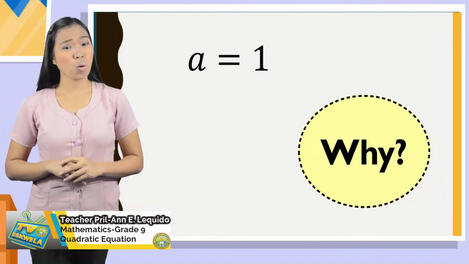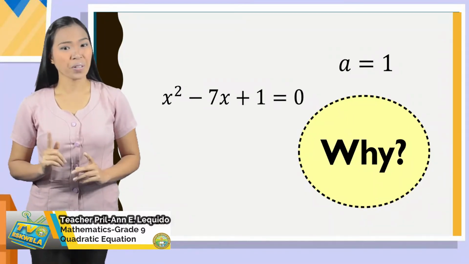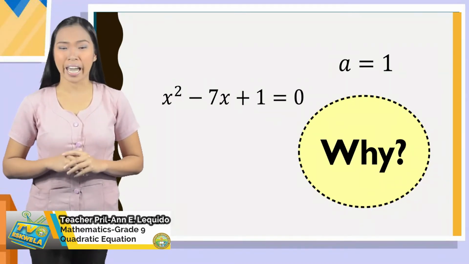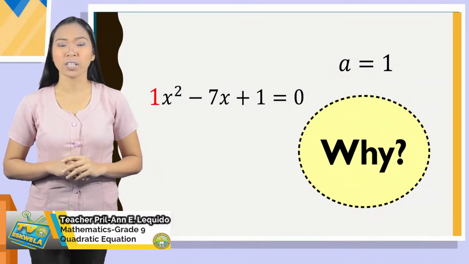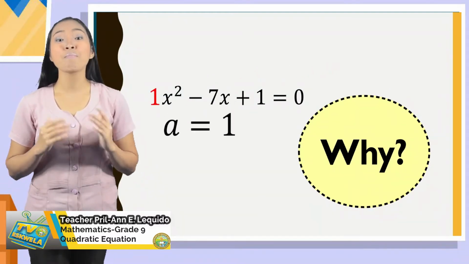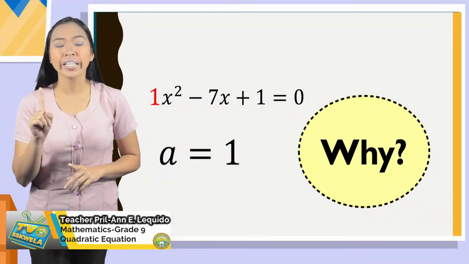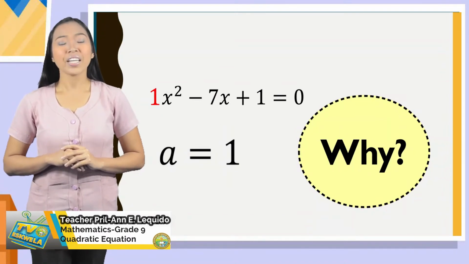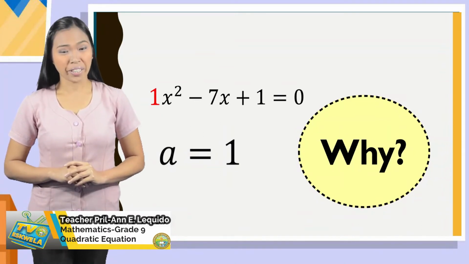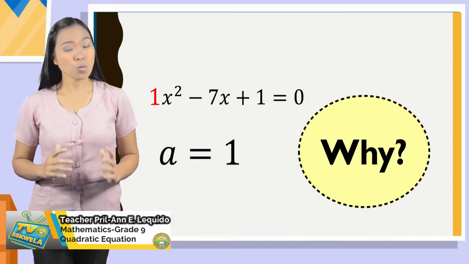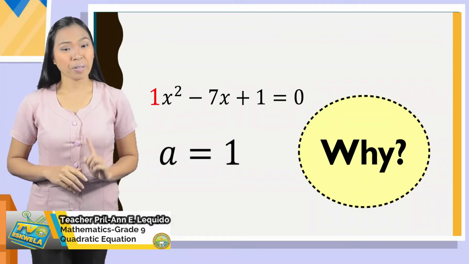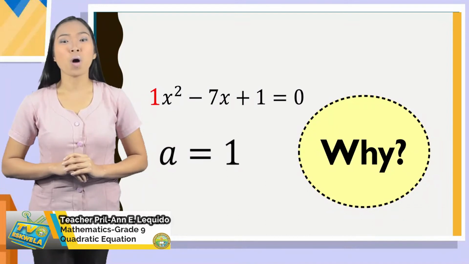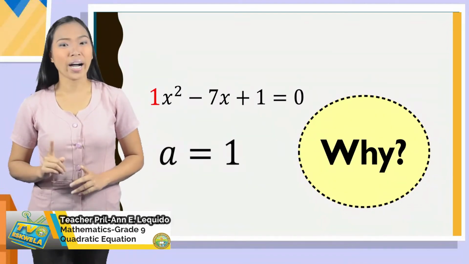Why is a equals 1? Remember that, just like exponents, whenever you don't see any number before a variable in a term, there is an implied or unwritten 1 there as its numerical coefficient. In our example, x squared minus 7x plus 1 equals 0, there is an unwritten 1 before x squared. That is why a equals 1.